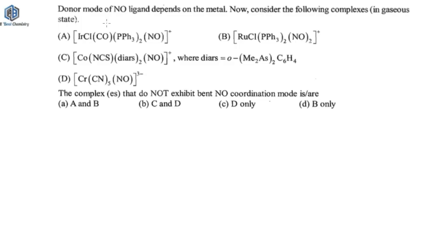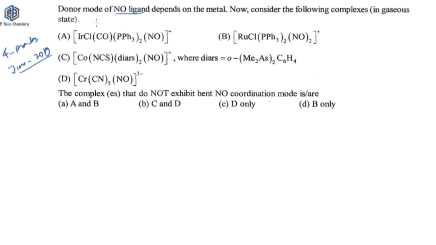Hello everyone and welcome to the channel. So this video is going to be about a question which was asked for 4 marks in your CSIR June 2019 exam, okay? And this particular question was from your organometallic compounds, and the basic concept asked was basically from the donor mode of NO ligand.